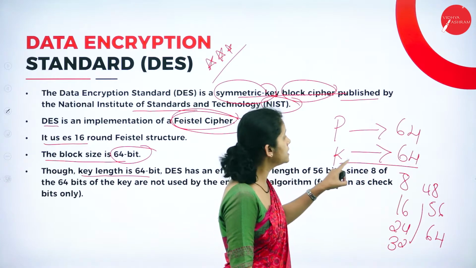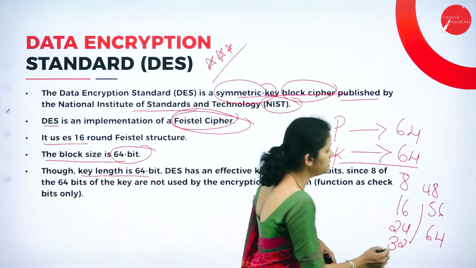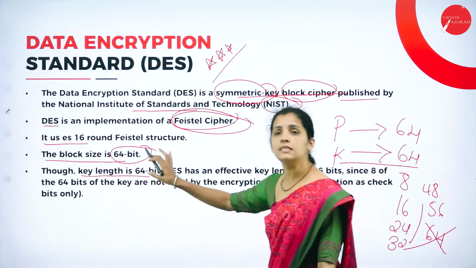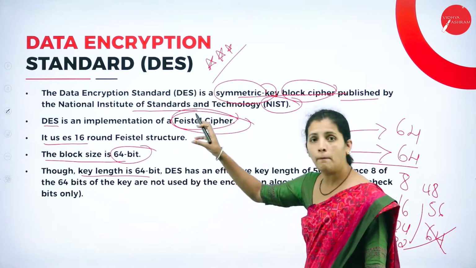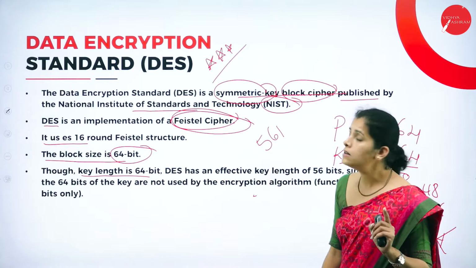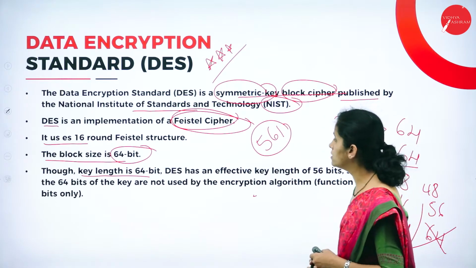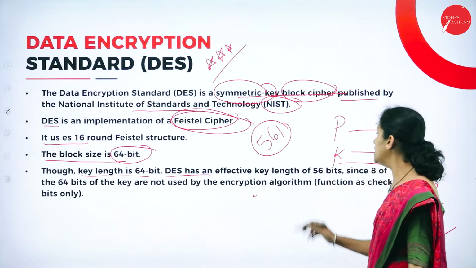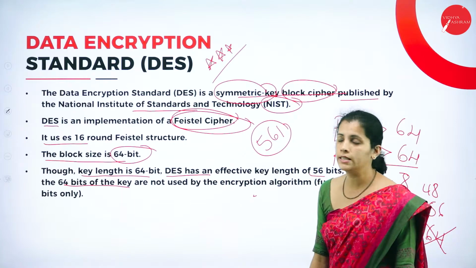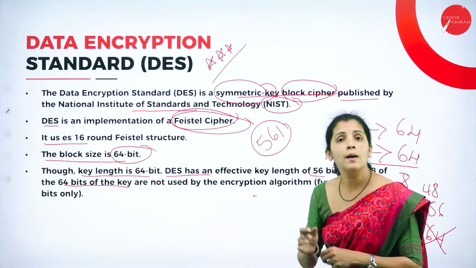Now, dear student, please remember one thing here, that the size of the key is 64. When we apply the key, we are going to discard the last 8 bits. So here, the length of the key is 64, but in DES, we are going to consider the key length 56. So dear student, please remember here, the size of the key is 64, but in DES we consider only 56 bits. So here, DES has an effective key length of 56, since 8 bits of the 64 bits of the key are not used. That means out of 64, I'm going to consider only 56, and the remaining 8 bits I'm not going to use.